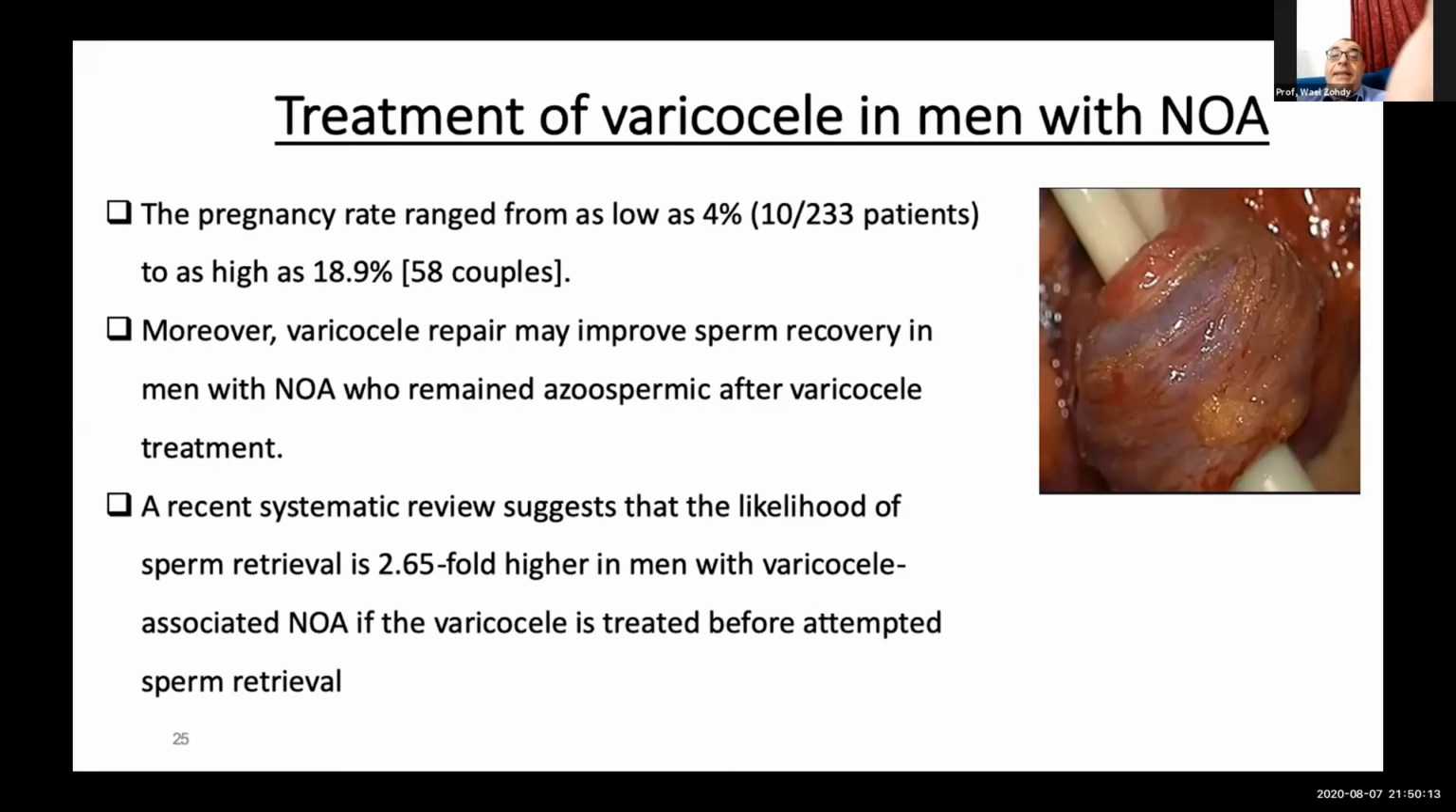A recent systematic review suggests that the likelihood of sperm recovery is 2.6-fold higher in men with varicocele-associated non-obstructive azoospermia if the varicocele is treated before attempting sperm recovery. Next.